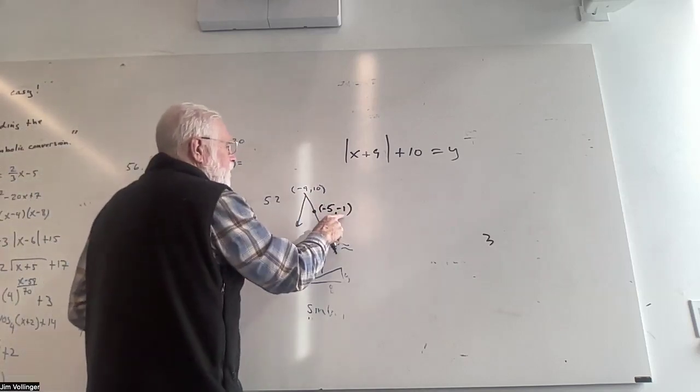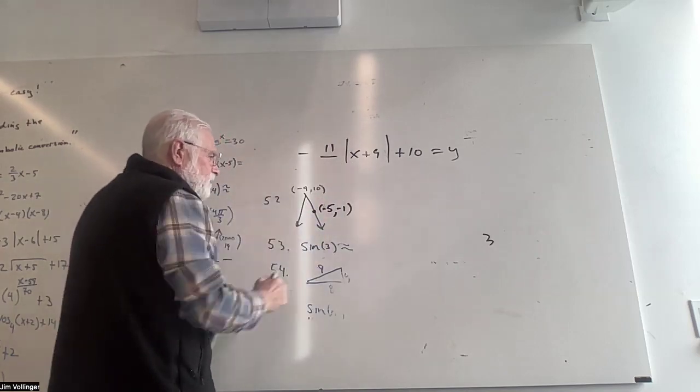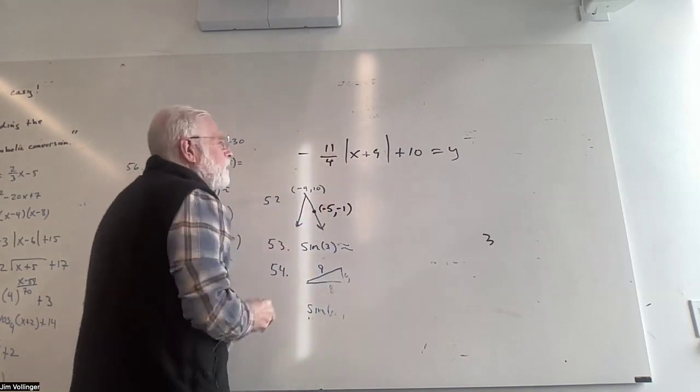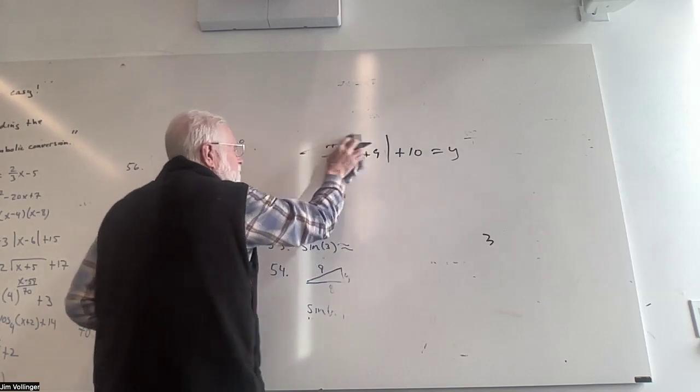So how do I get from 10 to -1? I go down 11. And I knew it was a negative anyway because it's V-shaped down. And -9 to -5 is 4. And that's that equation.